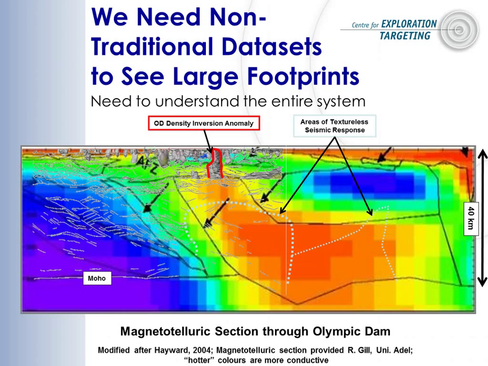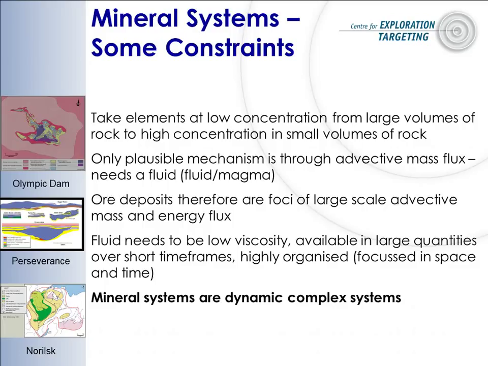So we go to the aspect of mineral systems. Now, in mineral systems, there are some basic constraints to consider just from a fundamental viewpoint. What a mineral system does is it takes elements that are generally in a low concentration in large volumes of rock, and it moves them through the lithosphere at some scale, and it concentrates them in a small volume of rock at high concentration. Right? The only plausible mechanism to do that is large-scale advected fluid flux. And so basically, ore deposits are the foci of large-scale mass and energy transfer.